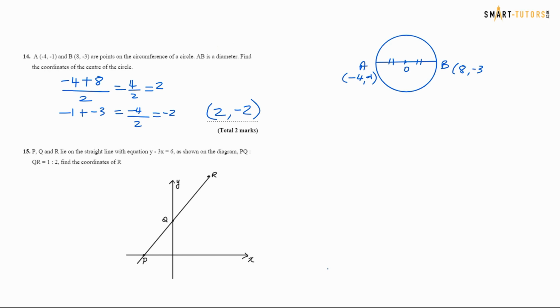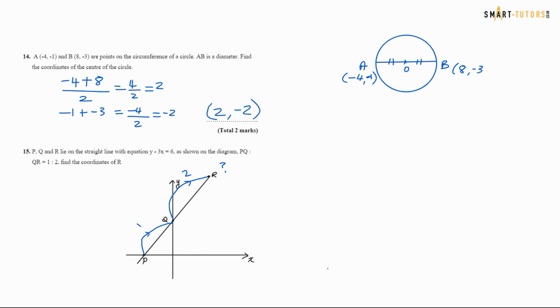Question number 15. P, Q and R lie on a straight line with the equation y minus 3x equals 6, as shown on the diagram. PQ is to QR. So this is 1 share to 2 shares. So PQ is to QR is 1 is to 2. Find the coordinates of R.